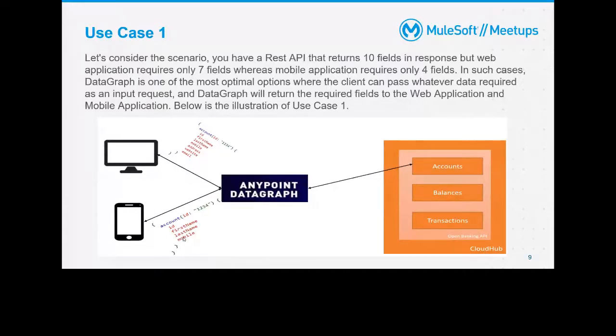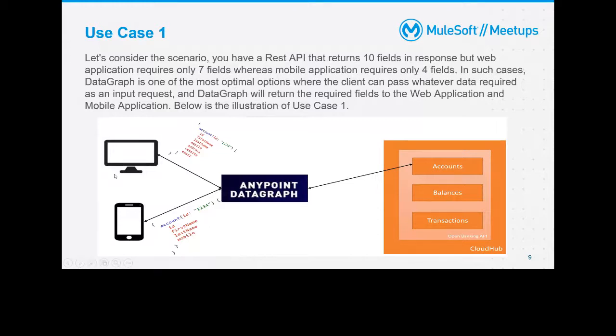So let's consider the scenario: you have a REST API that returns 10 fields in the response, but the web application requires only 7 fields, whereas the mobile application requires only 4 fields. In such cases, Data Graph is one of the most optimal options, where the client can pass whatever data is required as an input request, and Data Graph will return the required fields, a predictable result, back to the web application and mobile application. Below is the illustration of use case 1.